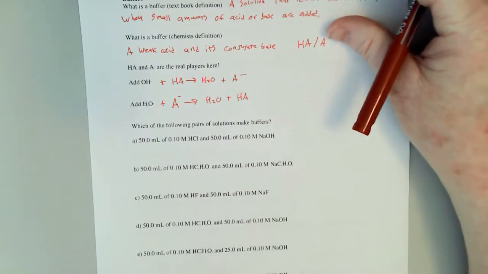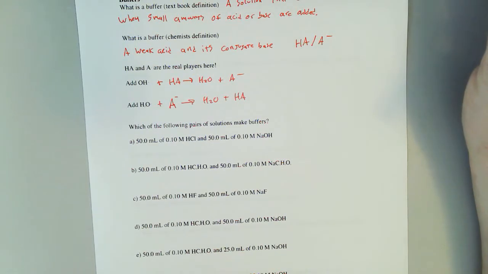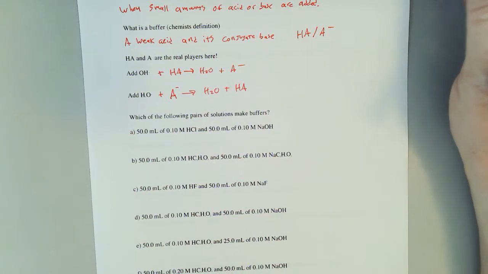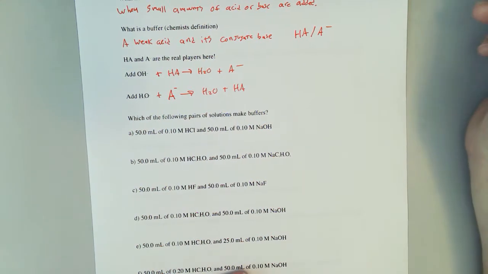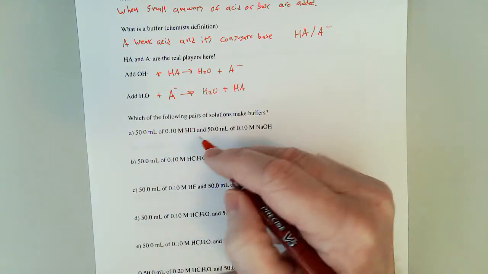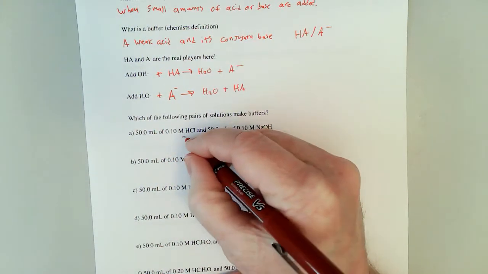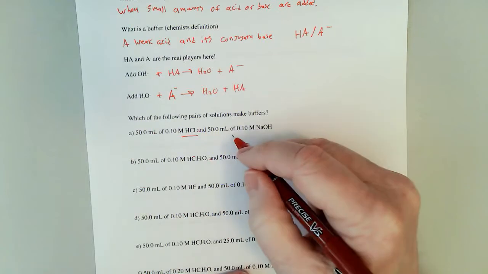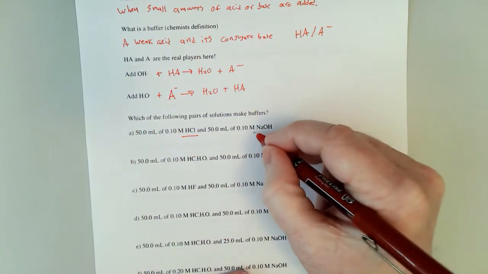Now, identifying a buffer is an important thing, being able to look at a mixture and seeing if it is a buffer or not. So we'll do several of those. First off, I have 50 milliliters of 0.1 molar HCl. HCl is a strong acid. And 50.0 milliliters of 0.1 molar NaOH.